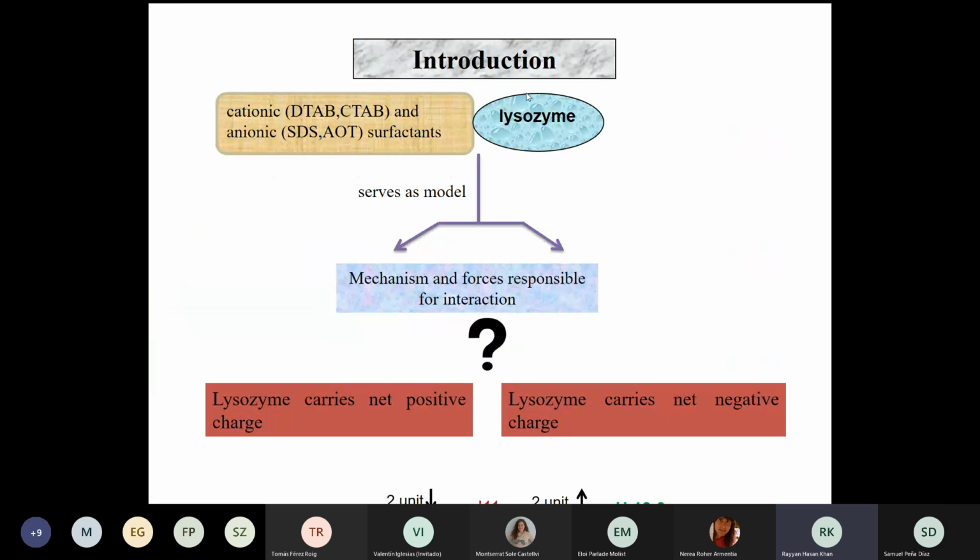So the best protein, again, is lysozyme, and the pI is around 11. And what we have done, we have performed the experiment at pH 9, which is 2 units below, and pH 13, which is 2 units above. So at pH 13, the lysozyme will acquire an overall negative charge, and at pH 9, the lysozyme will acquire an overall positive charge. So here we are going to add the anionic detergents at pH 9, like SDS and AOT, and for the negatively charged species, we are going to add a cationic detergent like DTAB and CTAB.